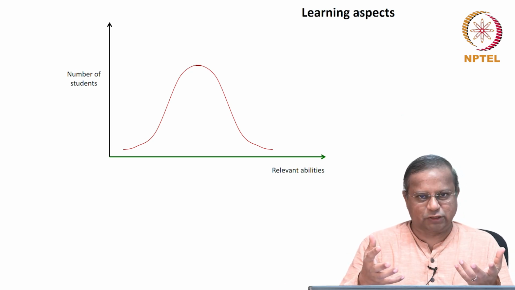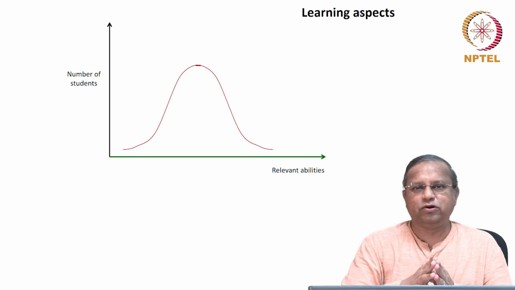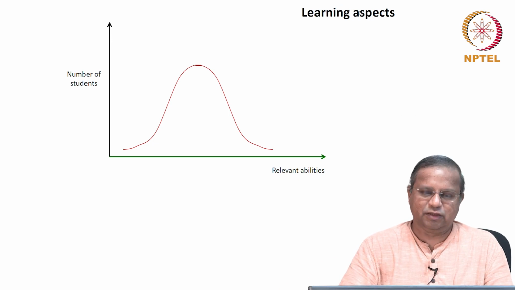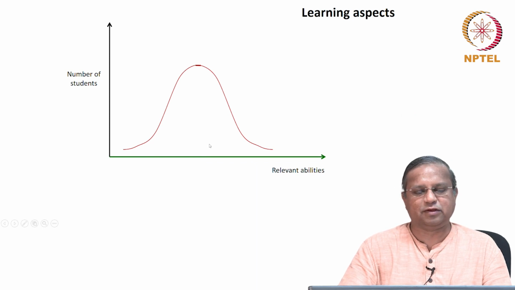In a group or in a population, if you want to call it so, of anything beyond 15 to 20 people, 15 to 20 students, whatever I'm going to say is very nicely valid. If you plot the number of students or number of people in the population under consideration, on the y-axis and what I call the relevant abilities on the x-axis, it is typically a variation in the form of a Gaussian curve that you see here, you know, the bell-shaped curve. What this means is that there are a few who have lower relevant abilities, there are a few who have high relevant abilities, and a majority of the population will have an average ability, will have an ability at a certain level which can be considered as the average ability of the population.